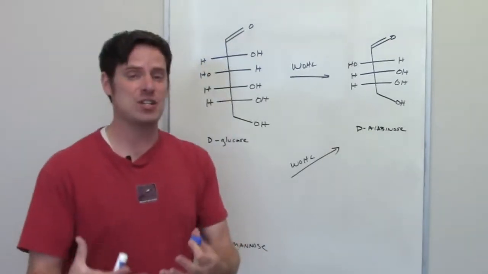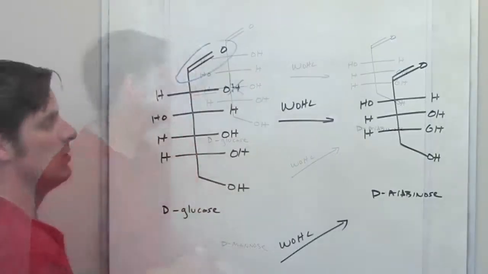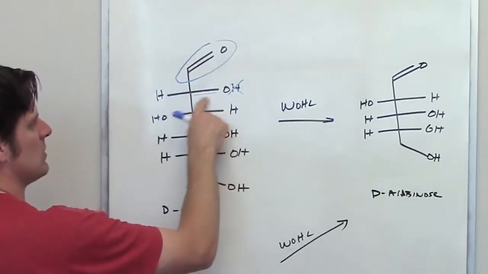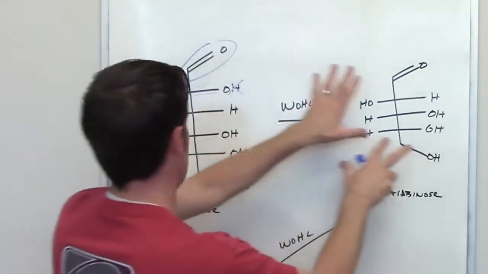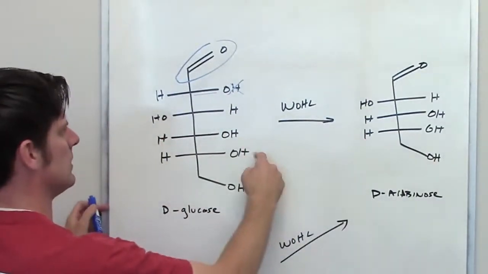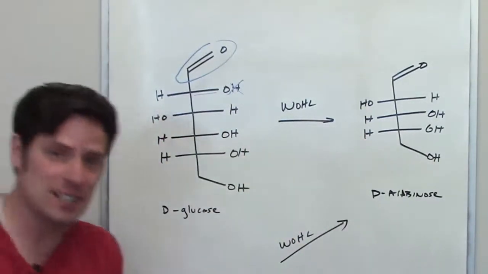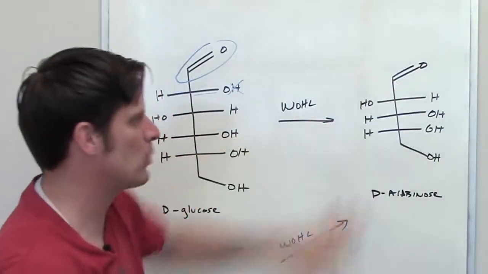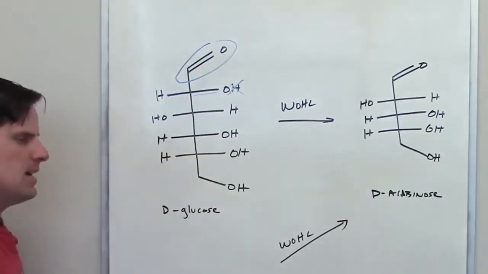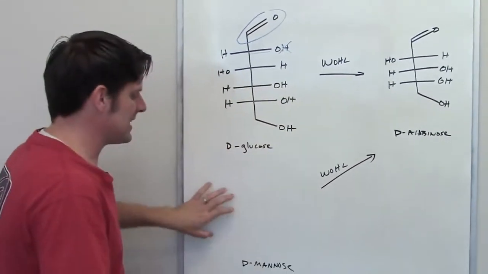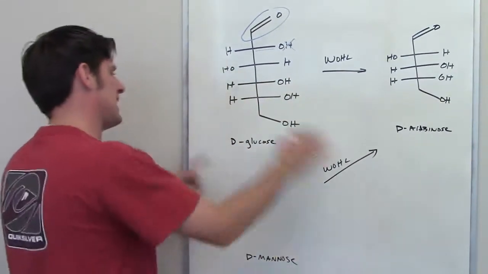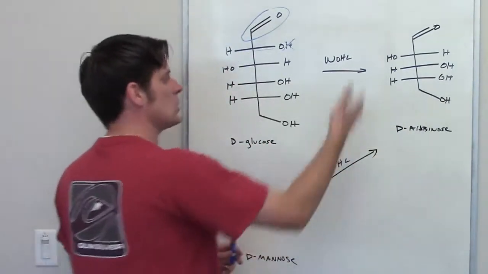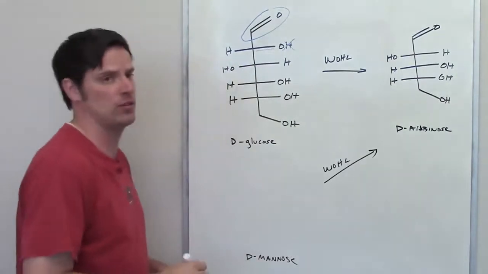Essentially, Wohl degradation conditions chew off this part of the molecule and convert this into a double bond. And you can see that's exactly what's happened as we move from the left to the right. When I take D-glucose and subject it to Wohl degradation conditions, it converts D-glucose into D-arabinose, shown there. The question then tells me that when I take D-mannose and subject it to the exact same reaction conditions, that is Wohl degradation conditions, it also yields the same product, D-arabinose.